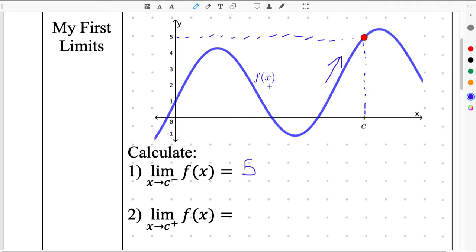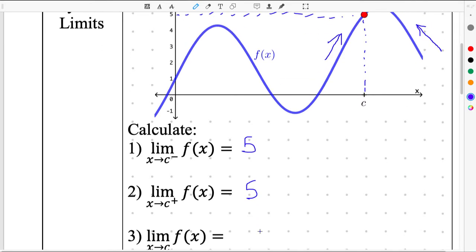What is the height approaching when I get closer and closer to C? I'll even give you a hint. So if I'm coming from the right, I'm now coming from this side, closer and closer and closer. But as I get closer and closer to C, without actually touching it, what is the height? 5. There it is. Good job, Stego.